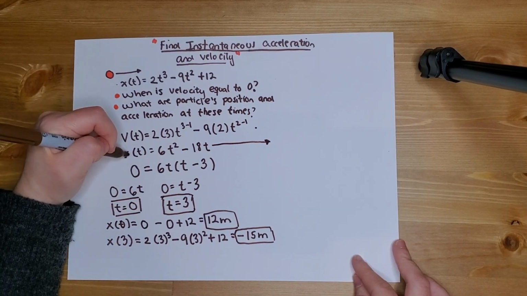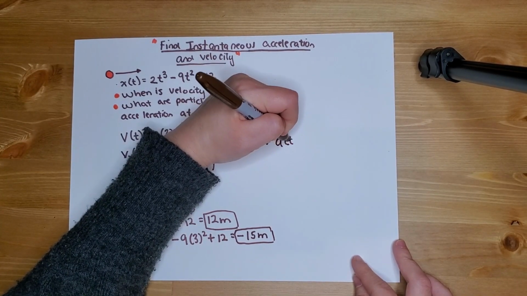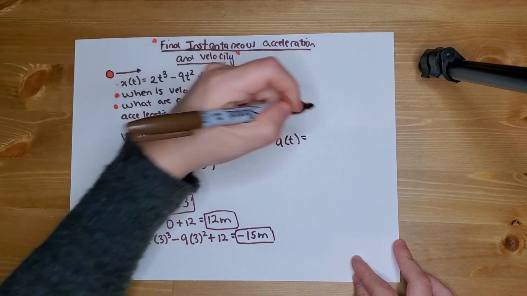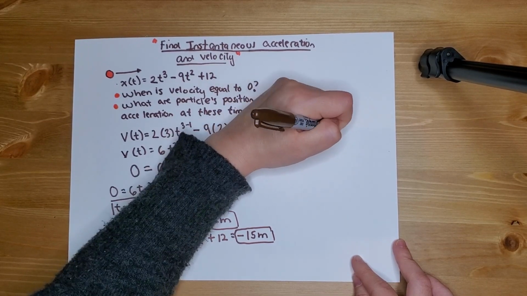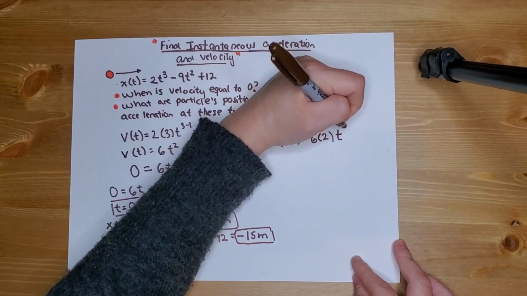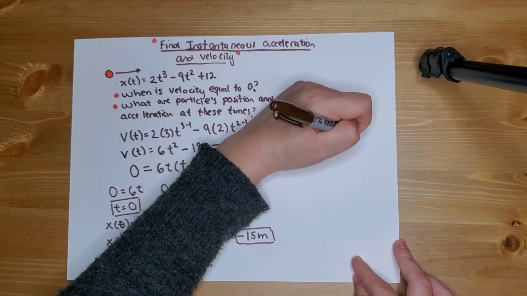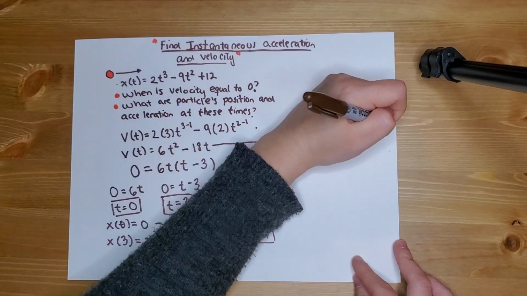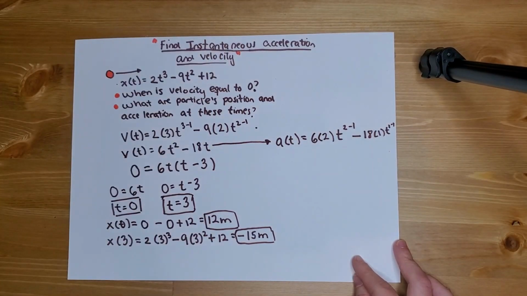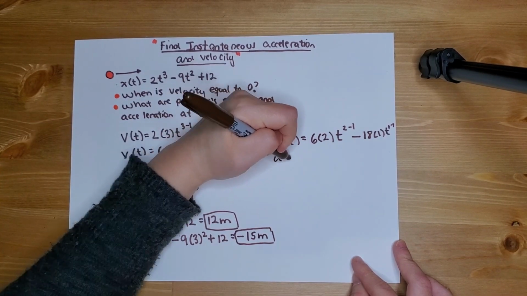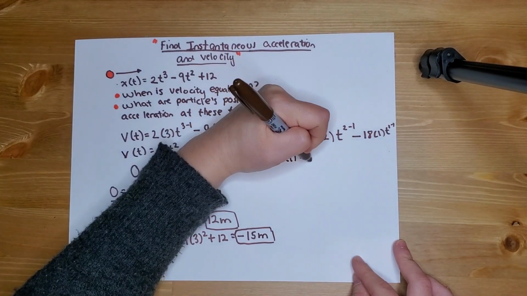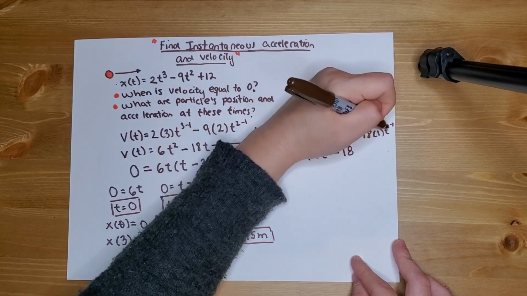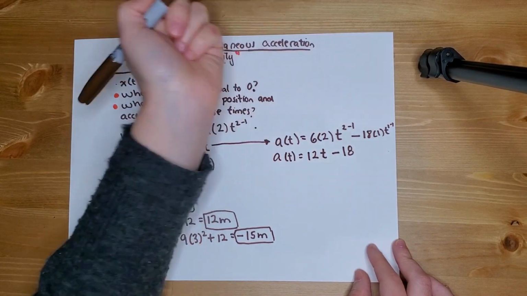So the derivative of this equation is acceleration of t equals, and then again I bring my exponent down, I have 6 times 2 t, and then 2 minus 1, so let's write it all down, and then I have minus 18 times 1, and t to the 1 minus 1 is just going to be the constant 1. So my acceleration equals 12t minus 18, and like I said, t to the 0 is just a constant 1, so we don't have a t there.